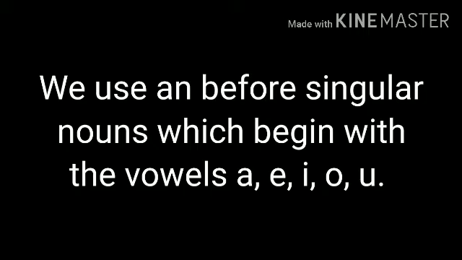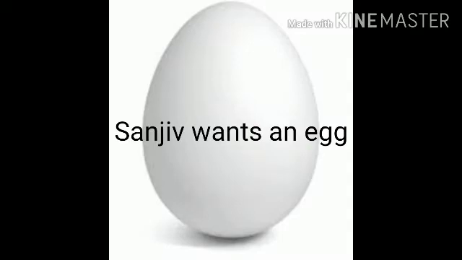How to use an here? I hope you understood. For example, see this picture children. What are you seeing in this picture? Egg. This is called egg, isn't it? So, what is the spelling for egg? E-G-G, egg. How many eggs are there in that picture? Yes, only one egg. So, this only one egg means what? Singular or plural? Yes, singular.